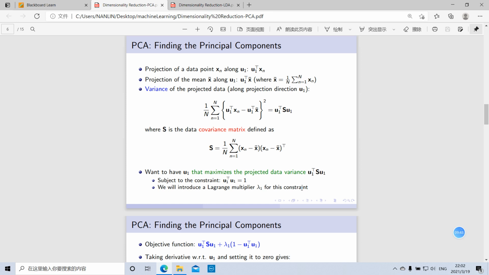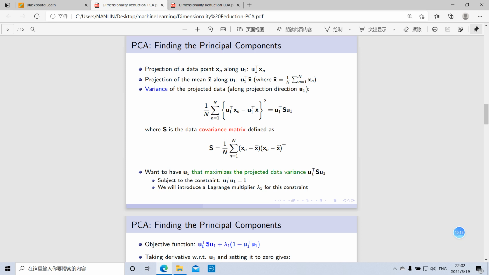This covariance matrix formula is very common in statistics. So Xn and this is the mean. They are related at 90 degrees. So this is the covariance matrix we need to calculate.